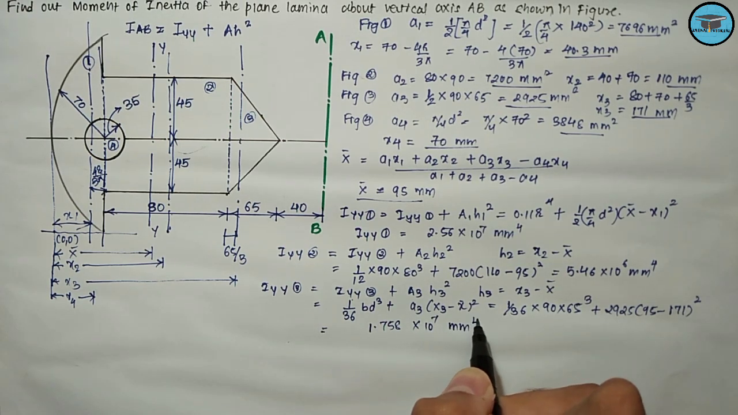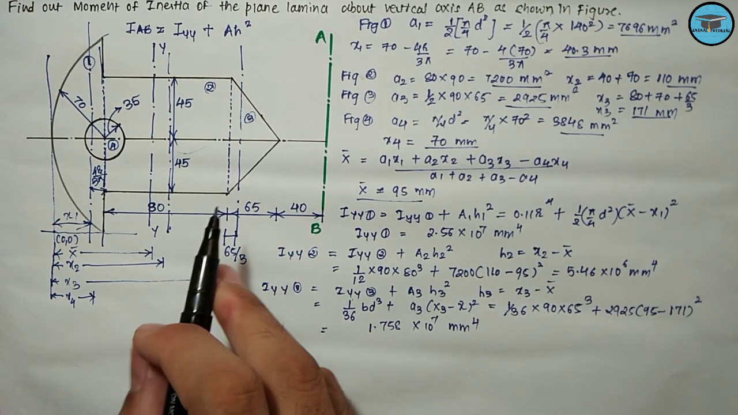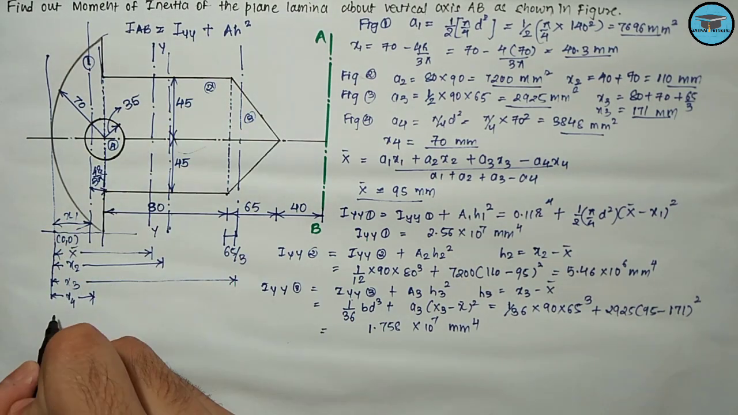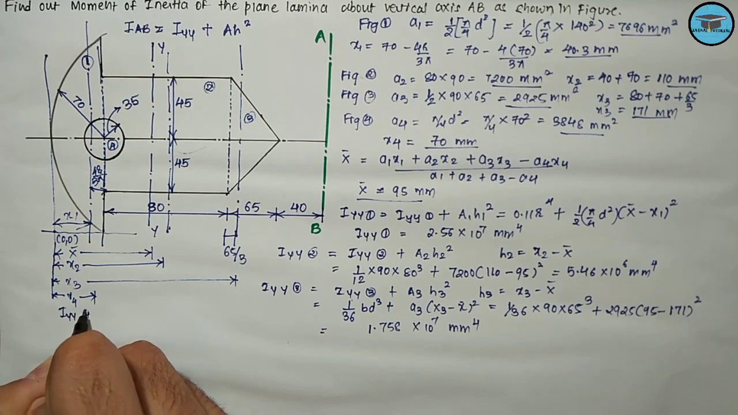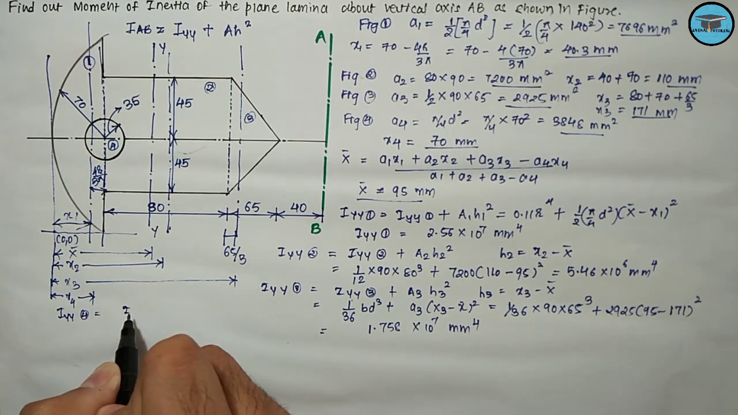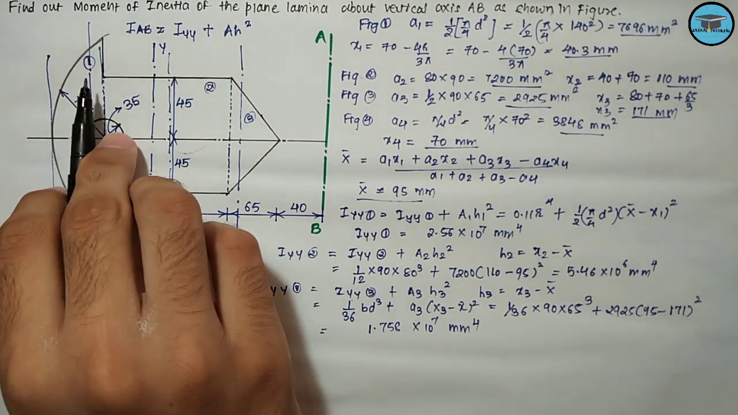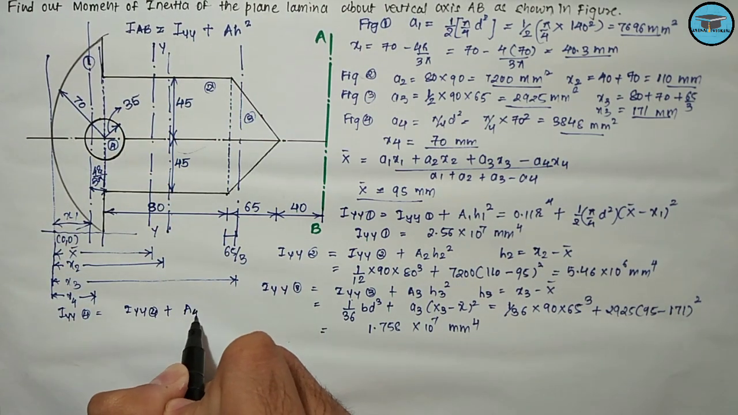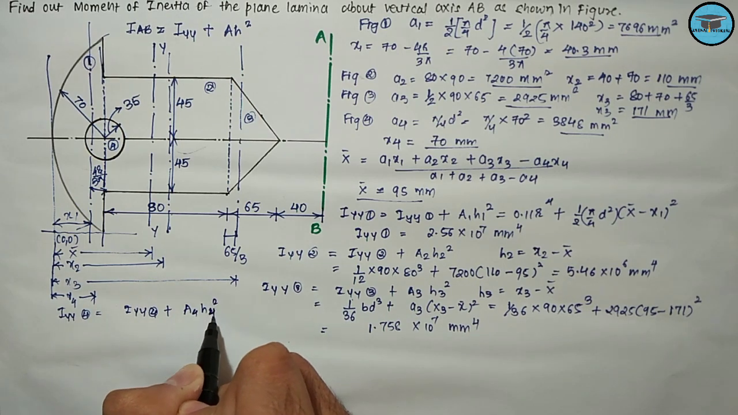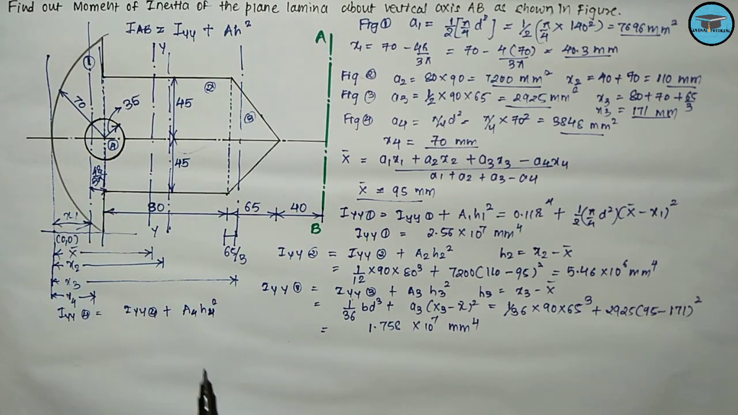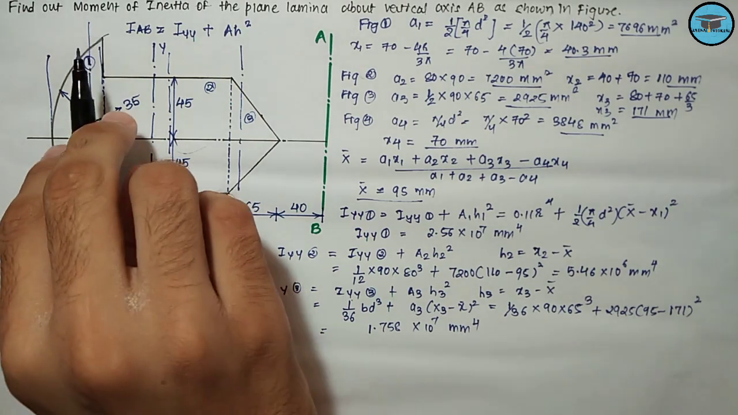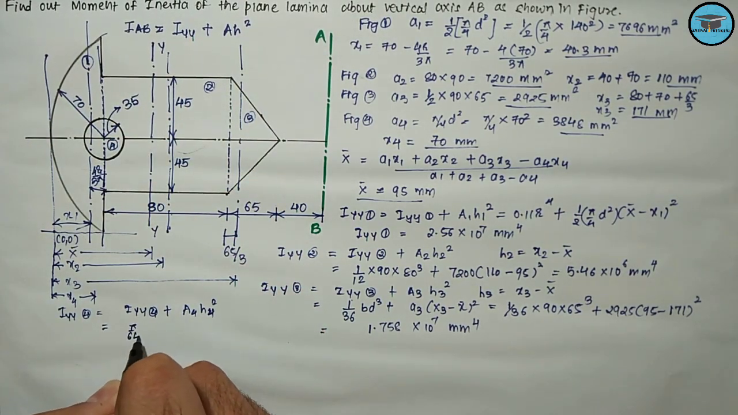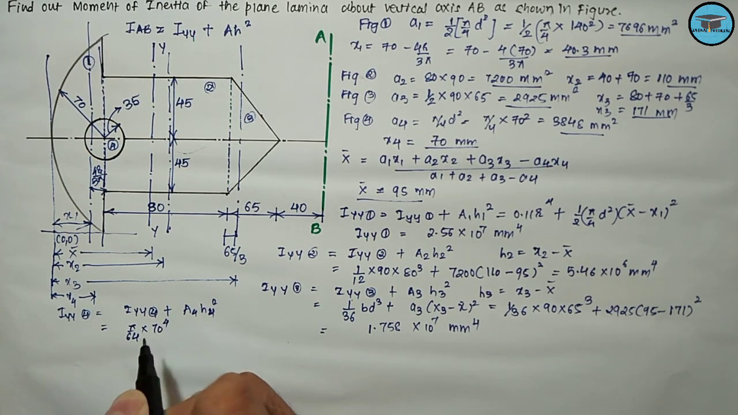Similarly, the moment of inertia of this circular region about this y axis can be given as Iyy4, that is nothing but the moment of inertia about the local y axis plus area into the square of the distance between the two axes. So the moment of inertia about this local y axis can be given as pi by 64 d raised to 4. So pi by 64, diameter is 70 raised to 4.